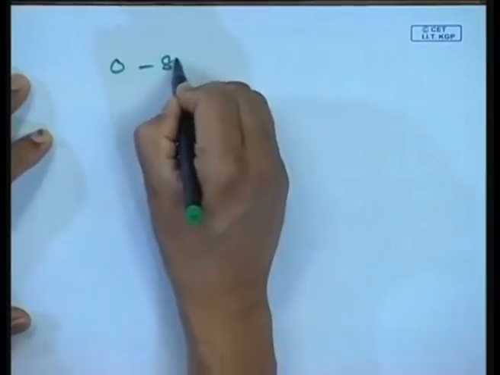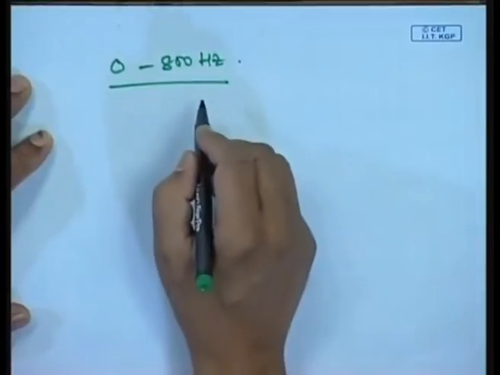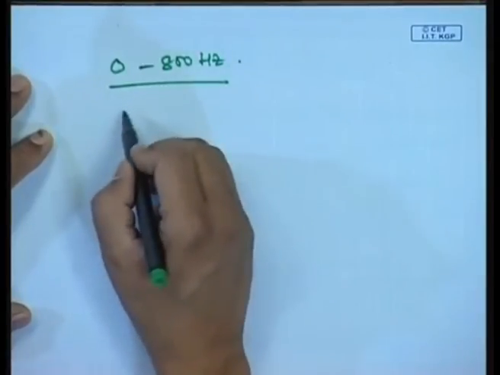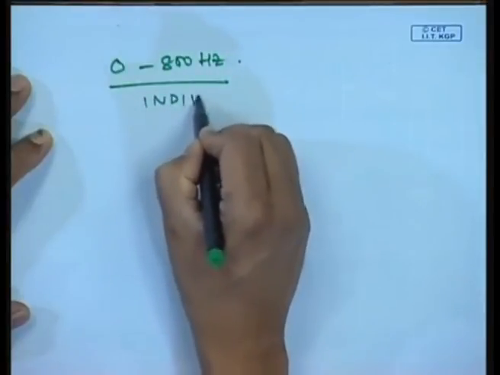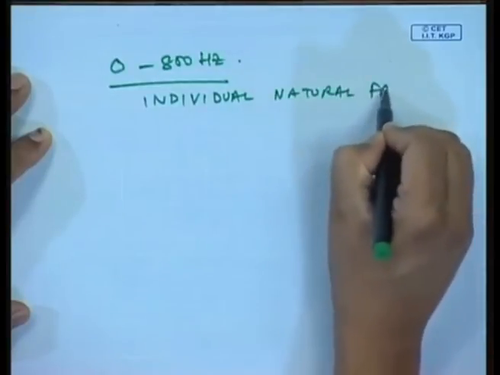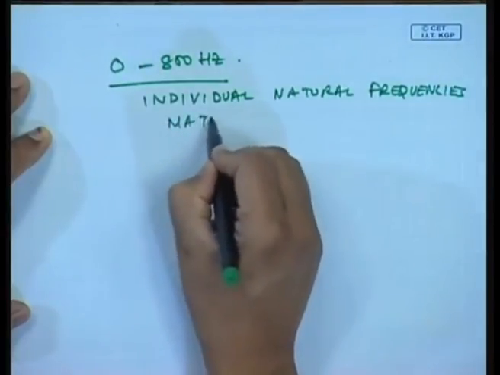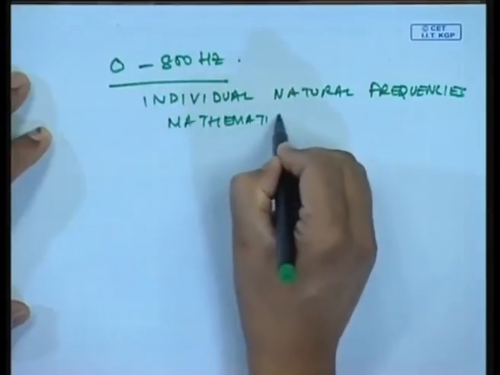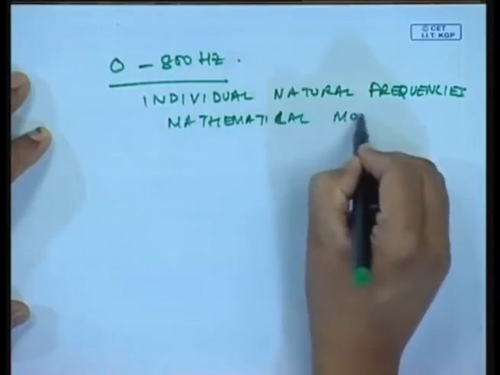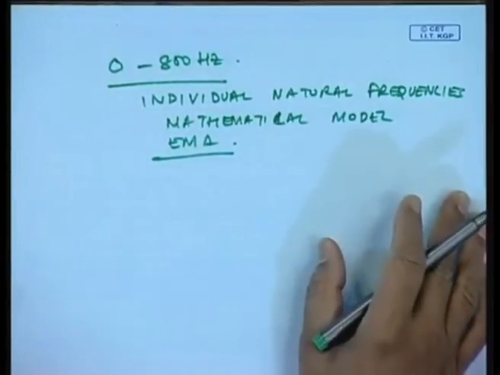So, this is to be avoided while designing a component, such that in the operating band of 0 to 800 hertz, no two components should have the same natural frequencies, and this could be done by finding out the individual natural frequencies either through a mathematical model or through experimental modal analysis, and as a designer we avoid these frequencies.